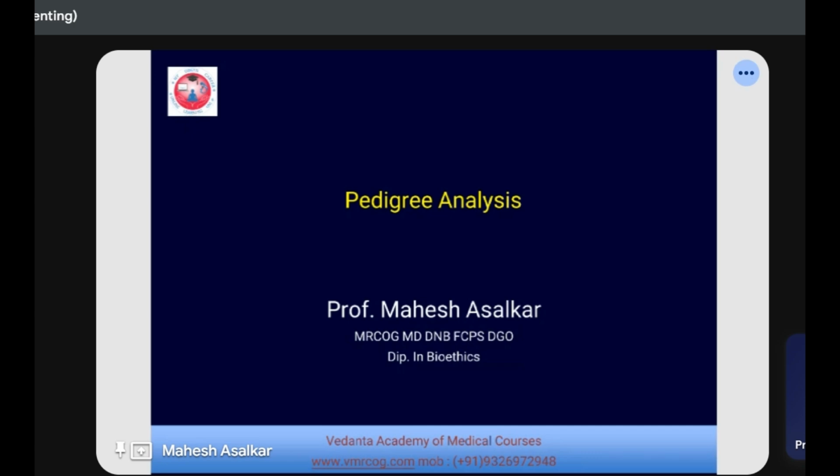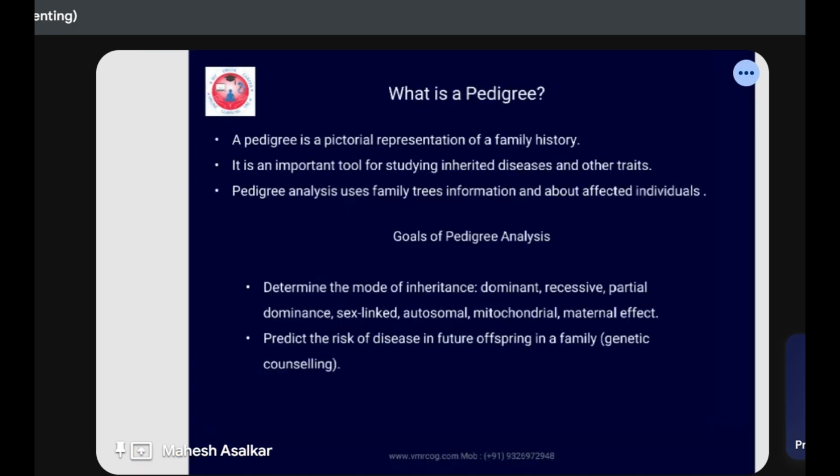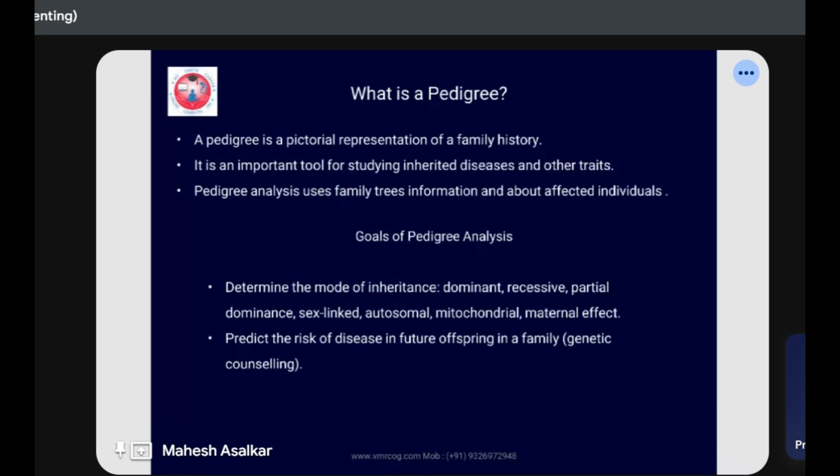So we'll start with pedigree analysis. So what is pedigree? Pedigree is a pictorial representation of family history. It is an important tool for studying inherited diseases and other traits. Pedigree analysis uses family tree information about the affected individuals.